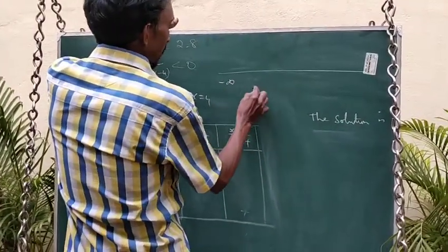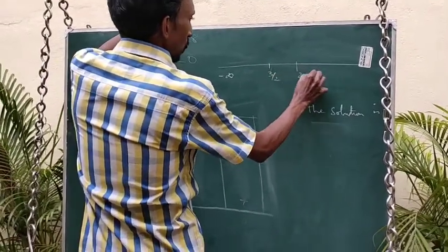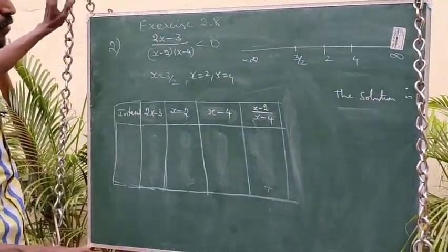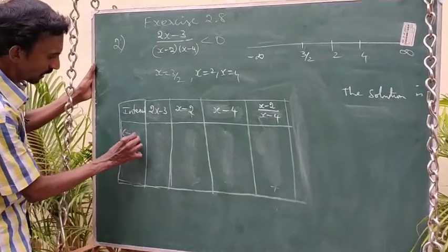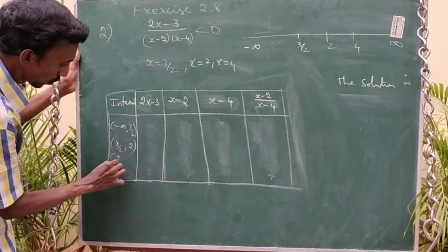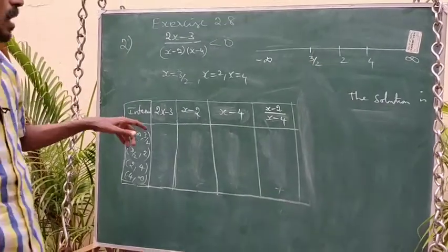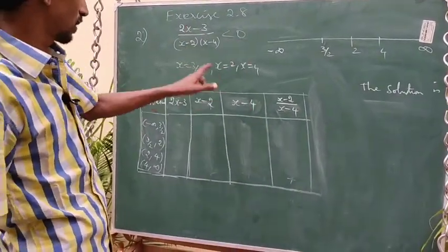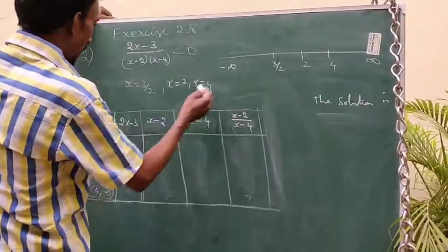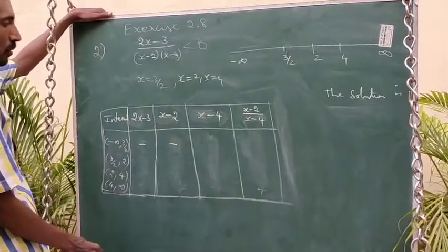So now the real line: 3 by 2 means 1.5, and 2, 4 and plus infinity. So now again it is divided into 4 subintervals. So minus infinity to 3 by 2, 3 by 2 to 2, 2 to 4 and 4 to infinity. So once again decide the sign of each factor in the numerator and denominator. For example, if you put 1 here, so 1 means negative, so again negative.